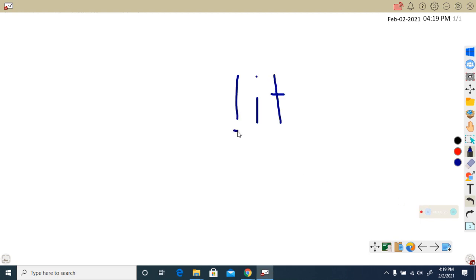This is the letter L. What sound does L make? L. This is the letter I. What sound does I make? I. This is the letter T. What sound does T stand for? T. So let's try to blend them. Lit. Lit. I lit the candle when the lights went out.